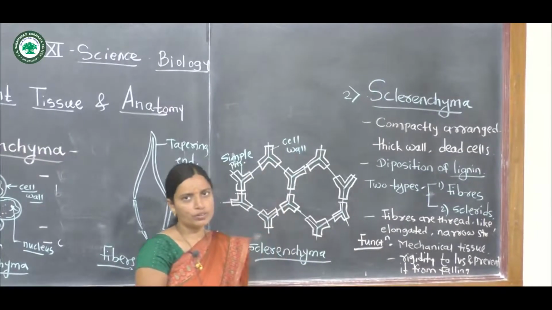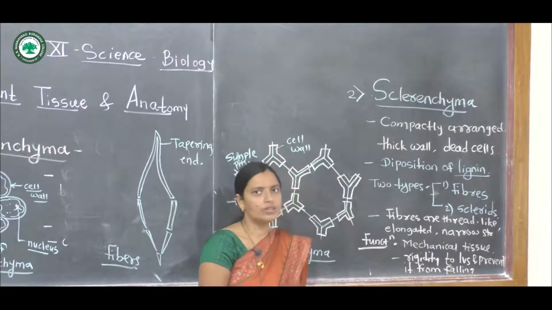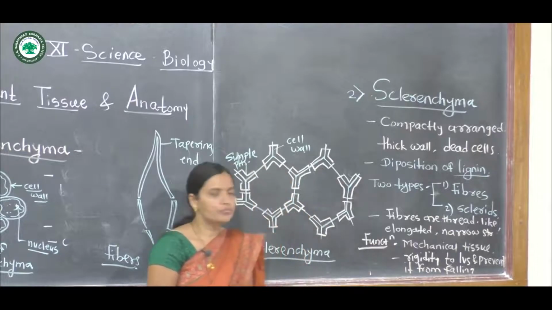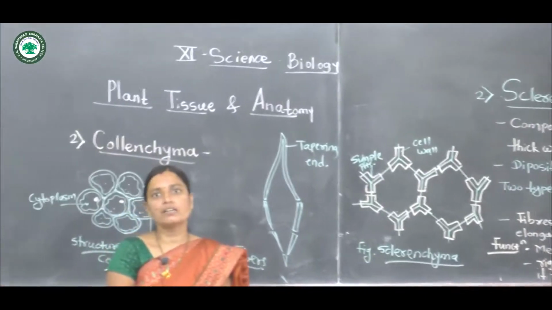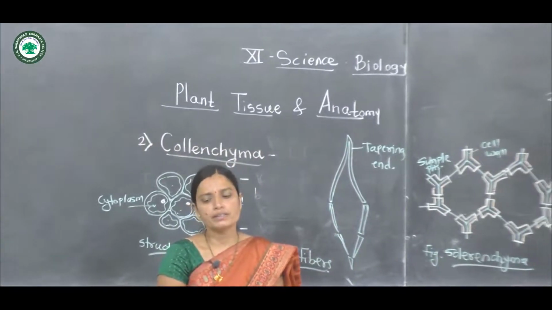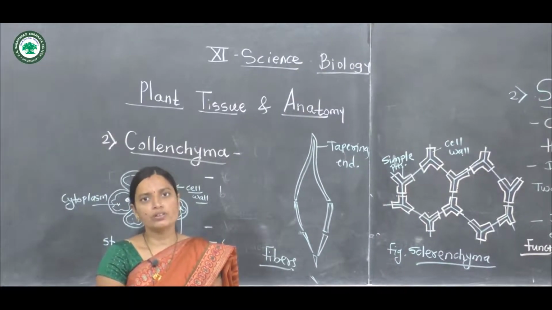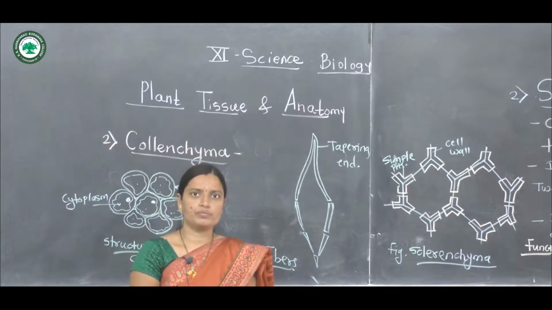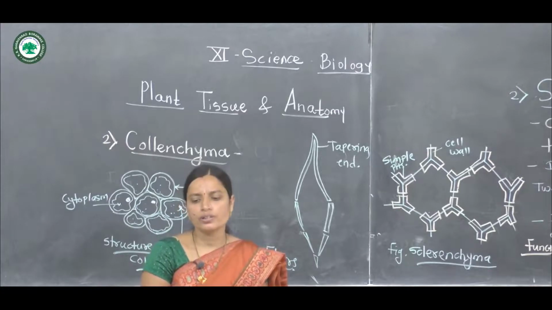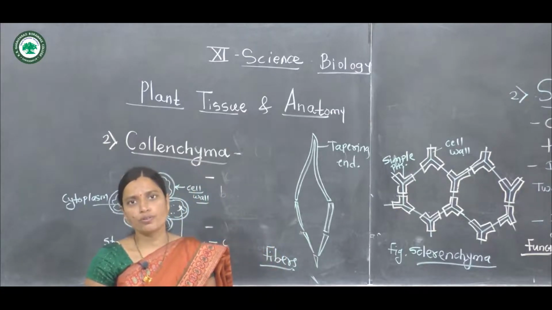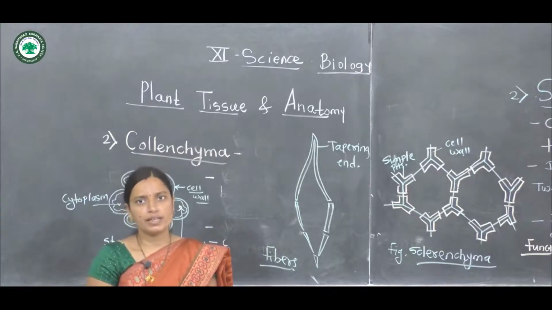Another important function of this Sclerenchyma is the rigidity of leaves, and it prevents the leaves from falling. It is the most important mechanical tissue, permitting bending, shearing and pulling actions. It also gives rigidity to pericarps and seeds. These are the functions of the Sclerenchyma.